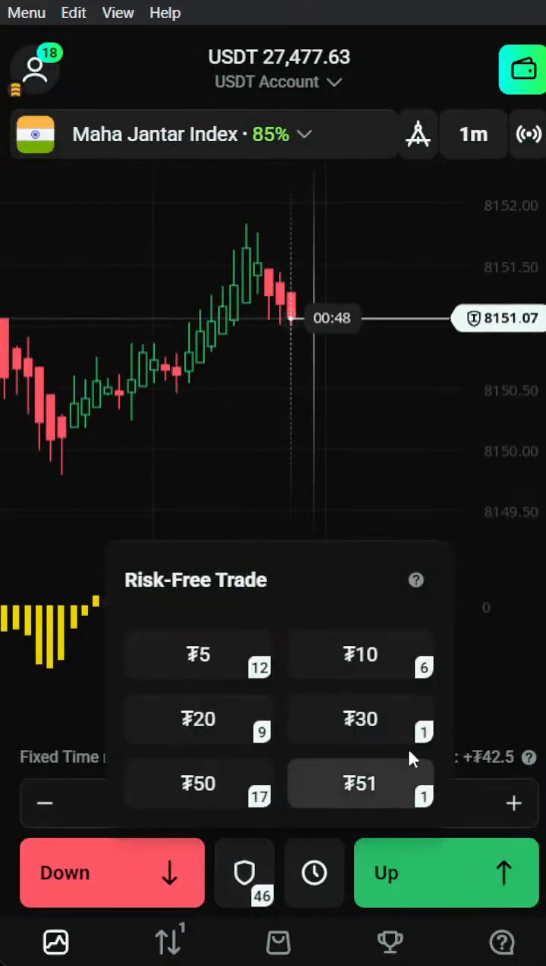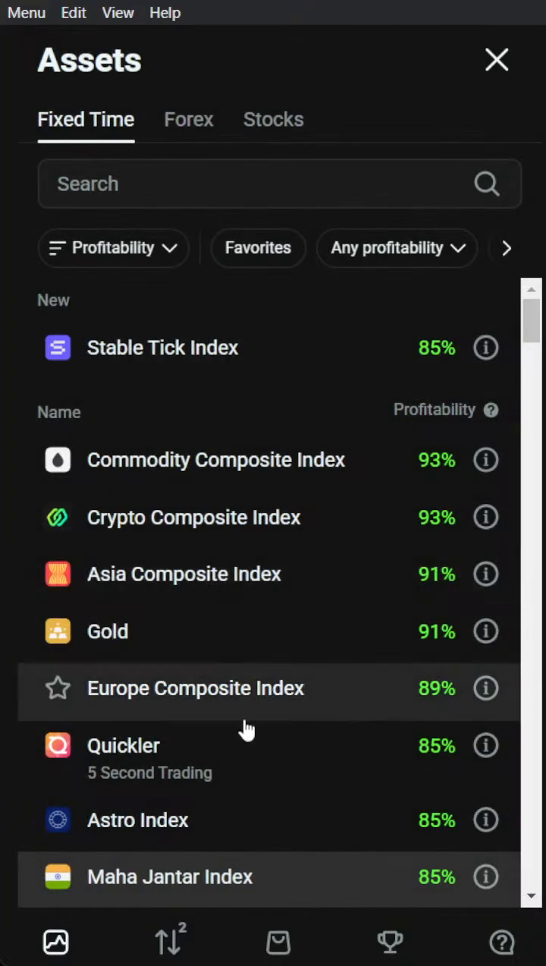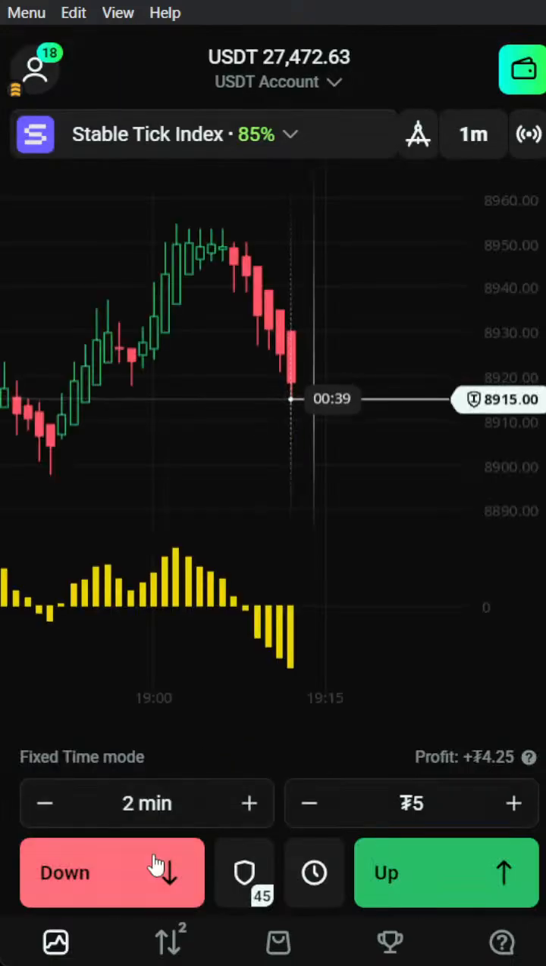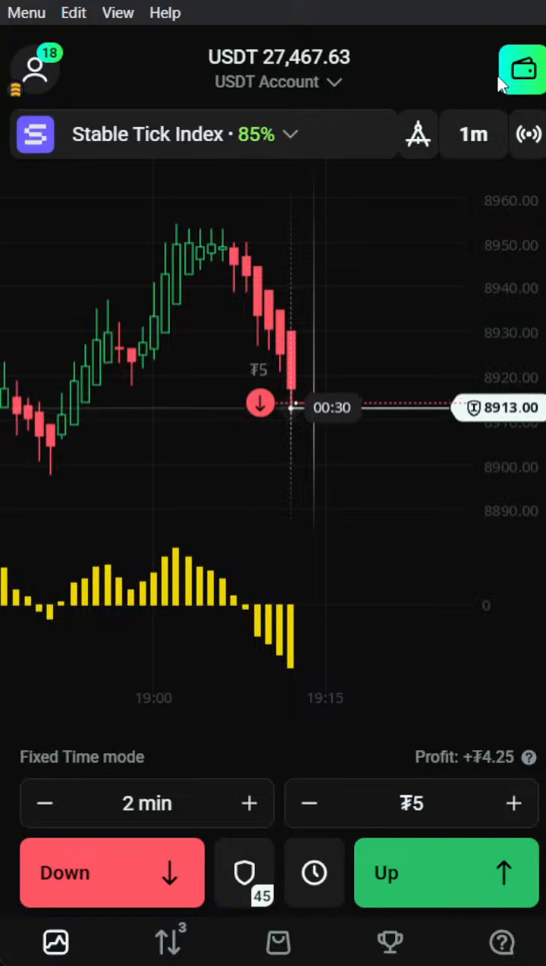Okay, again a trade in Mahajantar, finally down. Stable Tick is giving a signal. Yes, Stable Tick also a down signal. Right now, oh my god, after a long time I saw green color. So right now three trades are positive. Let's see how these close. And if these don't close in positive, then we will certainly make more trades. But hopefully I feel it should close in positive. Let's hope for the best.